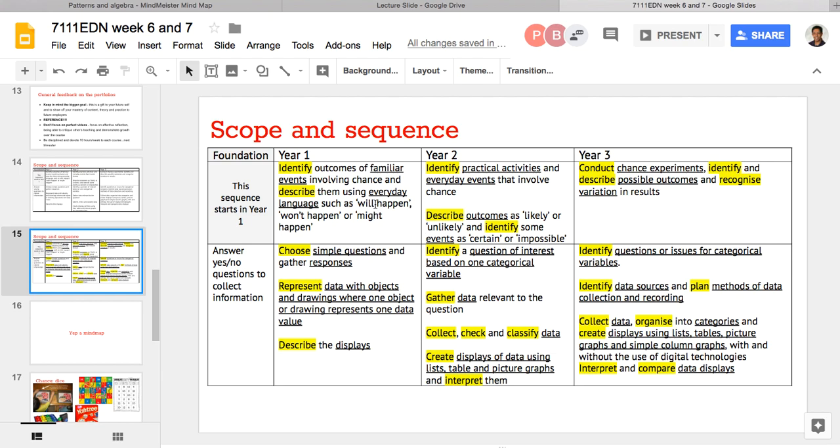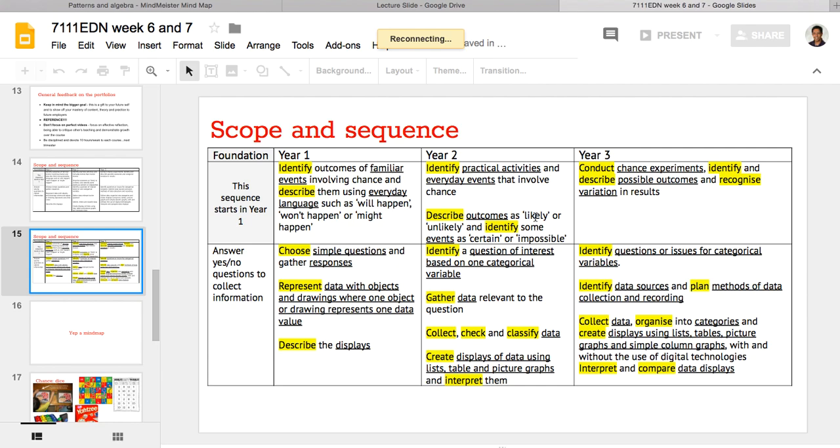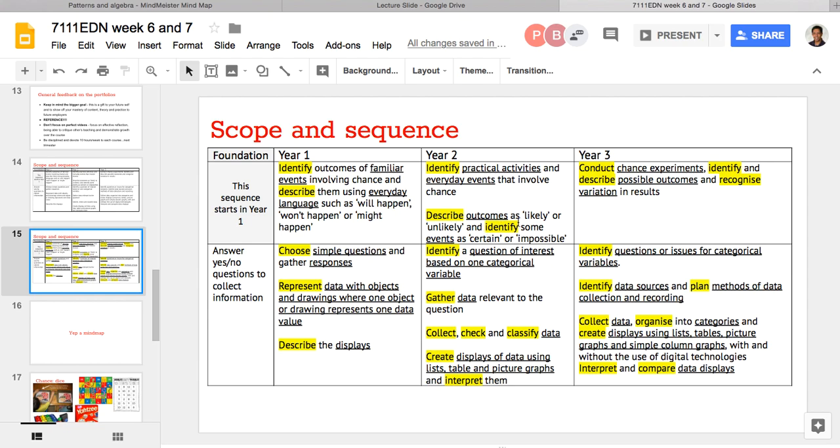Where in year 1 students were describing will happen, won't happen, might happen, in year 2 we're asking students to use likely or unlikely now, and identify events as certain or impossible. Okay, so that's almost like a step backwards where we had 3 categories here. Now we're using 2 categories, but what's important is we're shifting from everyday language to much more mathematical language. So likely and unlikely are mathematical terms. Certain and impossible are also mathematical terms.